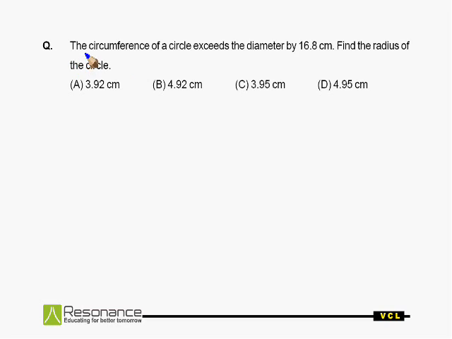The next question is, the circumference of a circle exceeds the diameter by 16.8 centimeter. Find the radius of the circle. In this question, it is given that the circumference exceeds the diameter by 16.8. As we know, the circumference of a circle is 2 pi r, and the diameter is represented as twice the radius, and the difference between the circumference and the diameter is 16.8.